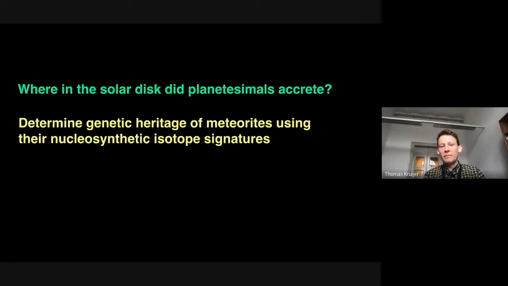And this can be accomplished by determining the genetic heritage, so basically the DNA of meteorites, so to say, using their nucleosynthetic isotope signatures. And I will show you how this works in the next few slides, and also some of the big discoveries that have been made over the last few years.